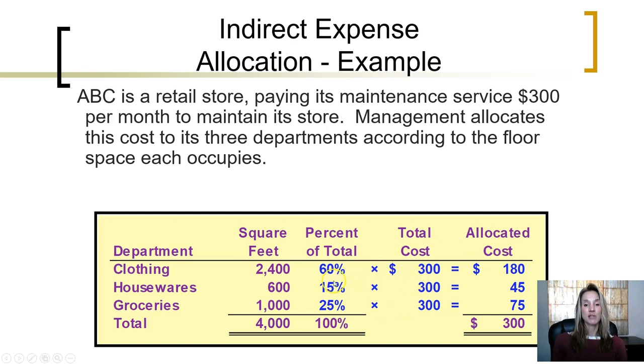$300 maintenance cost, 60% of it will be allocated to clothing, or $180. Housewares, 15% of the square footage times $300, $45 allocated. And finally, groceries, 25% of the overall square footage times the shared cost of $300, allocating $75. So using this method, we now have a way to allocate the maintenance cost, which is a shared cost benefiting three departments.